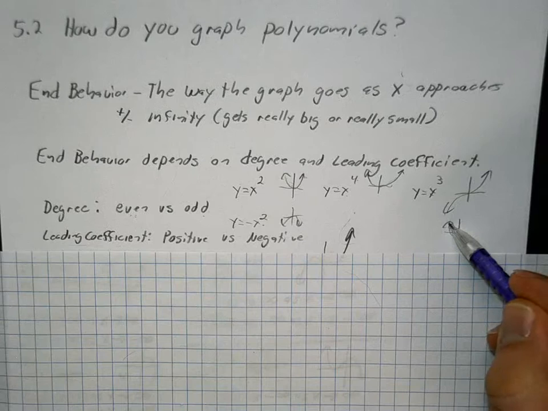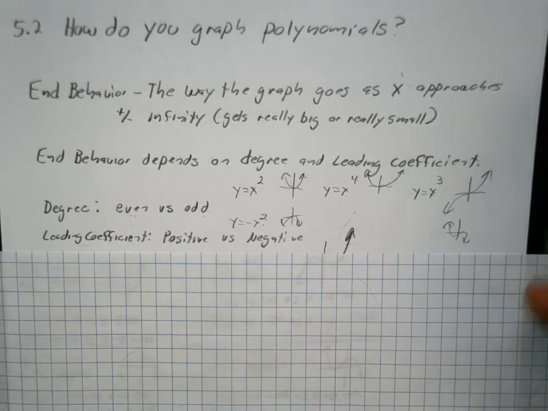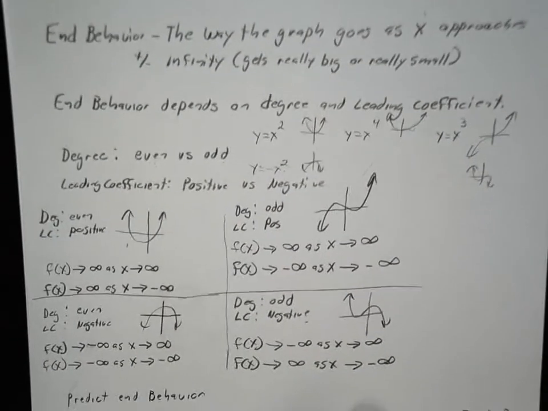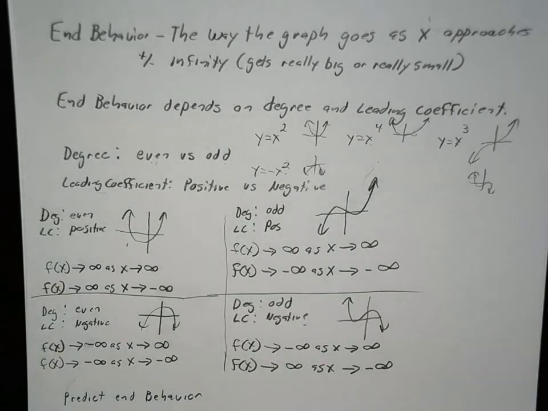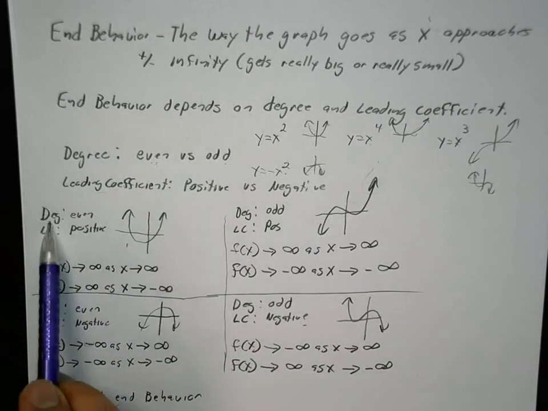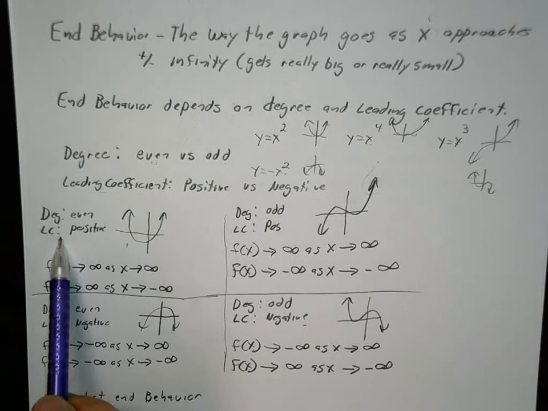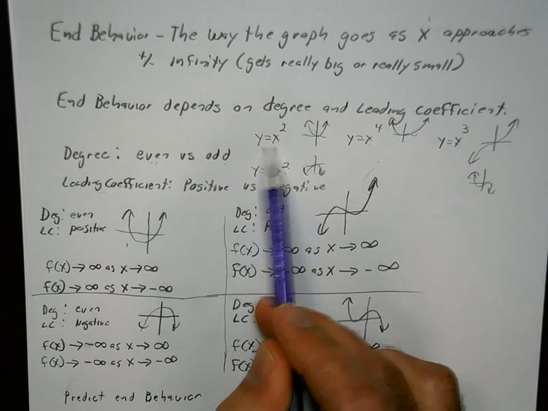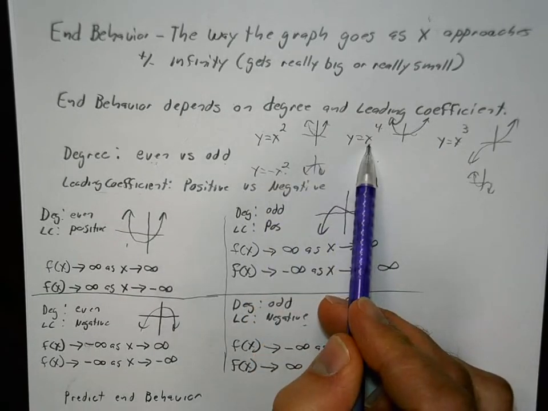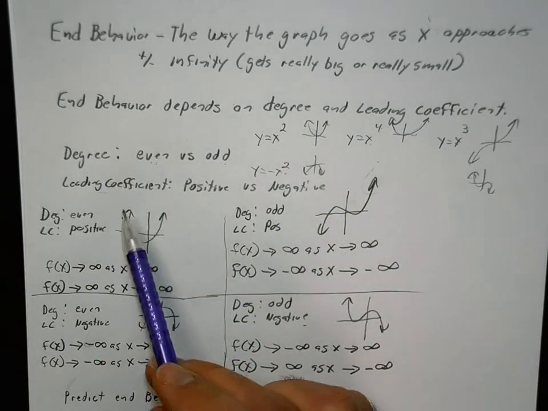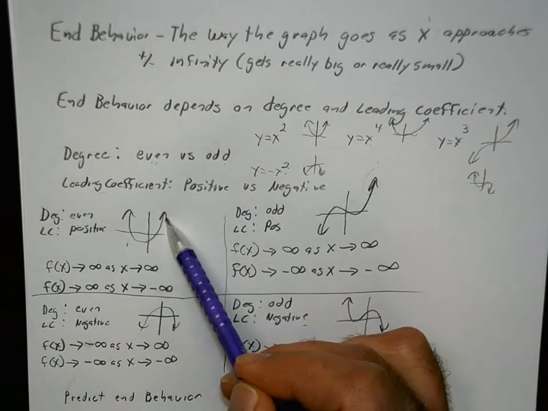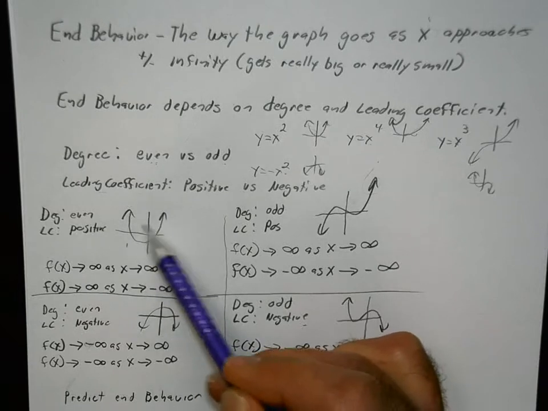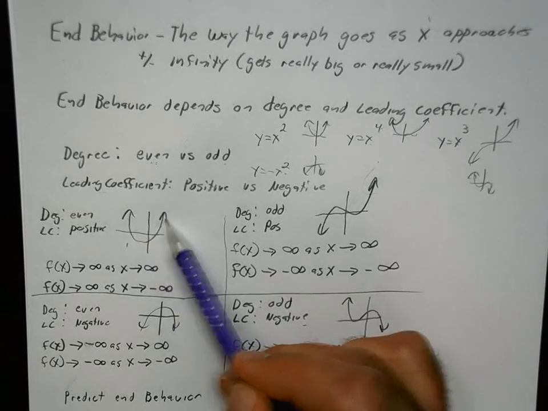Okay, so in general, on page 339 in your book is a summary of this. I've also written it down here. It's a little bit of a mess, but let's go through that. So if my degree is even and my leading coefficient is positive, so if I have something basically like y equals x squared or y equals x to the fourth, the general shape is going to look like this. The ends are going to increase. The middle, we don't know what the middle does. It depends on the equation. Okay, but all we know is that the ends increase.